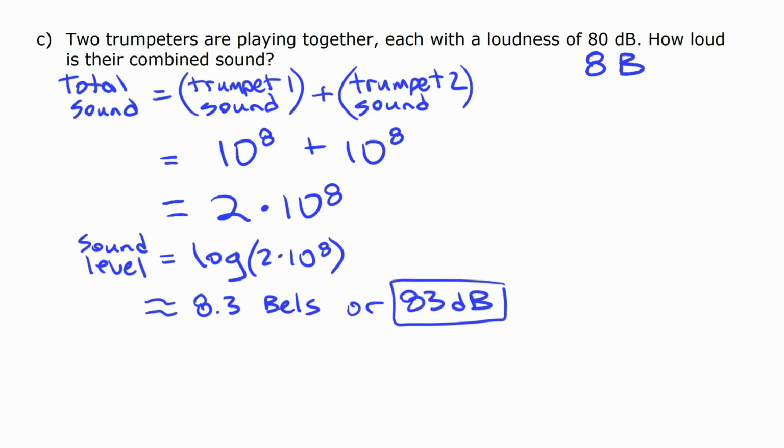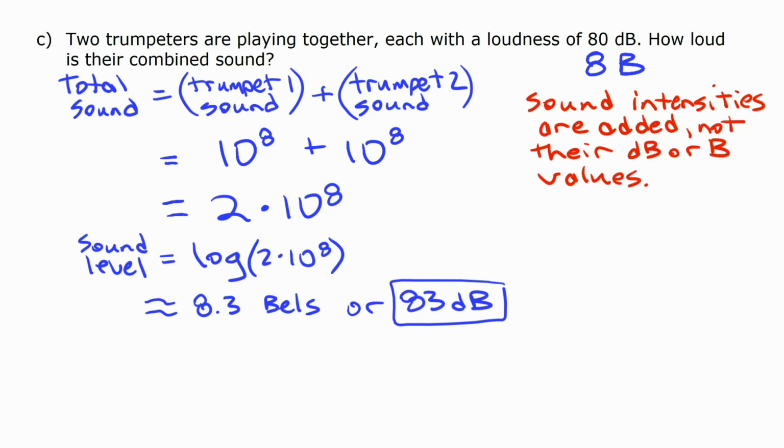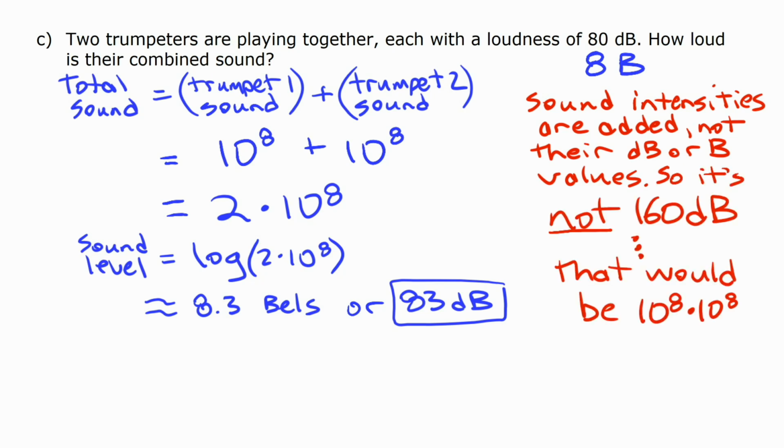Now again, to reiterate here, it's the sound intensities that are added, not their decibel or bell values. So it's definitely not 160 decibels, but as I said, that's the really common kind of incorrect answer for this. That would be if you had 200 million trumpets each creating that sound. That would be 160 decibels. All right? Let's look at one last application that involves a logarithmic scale.